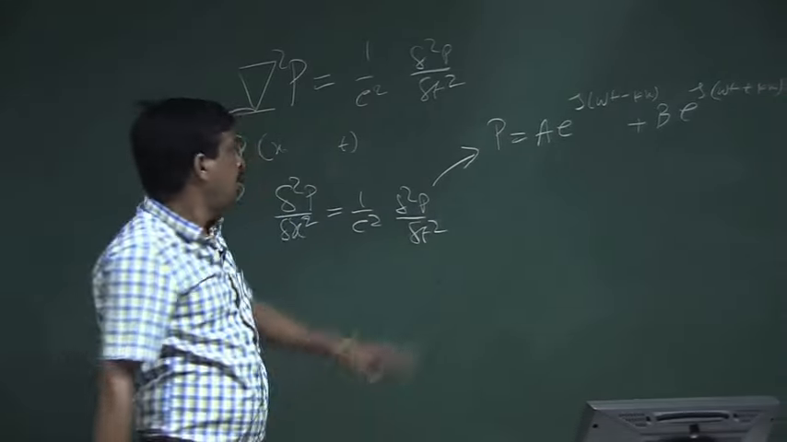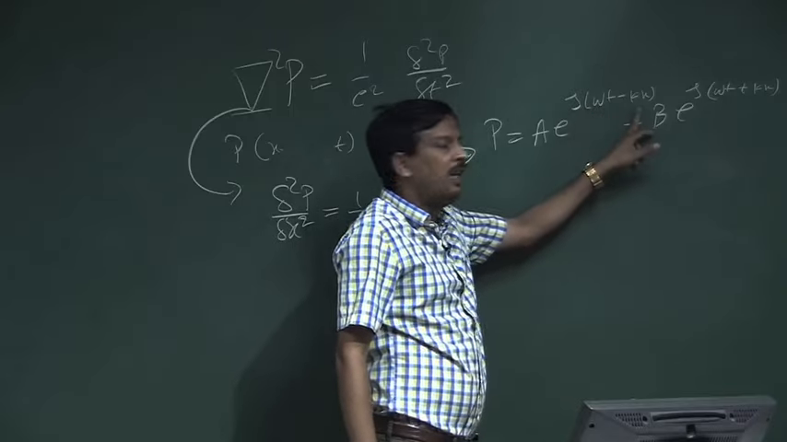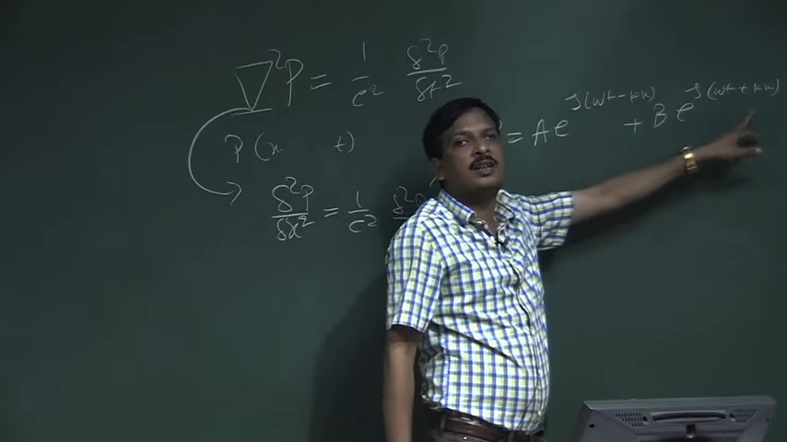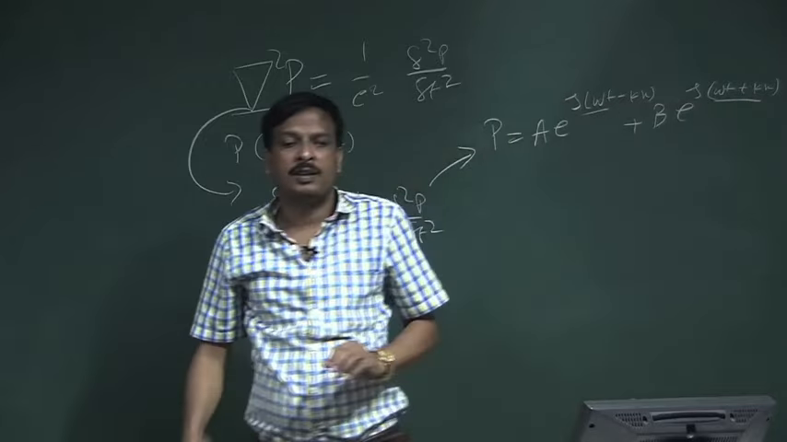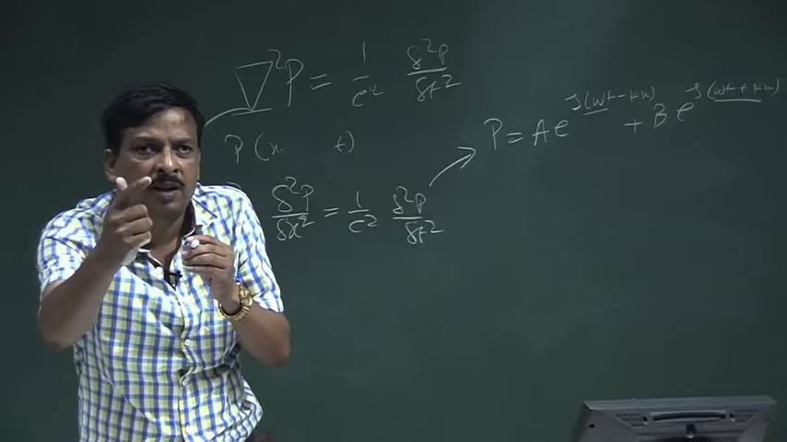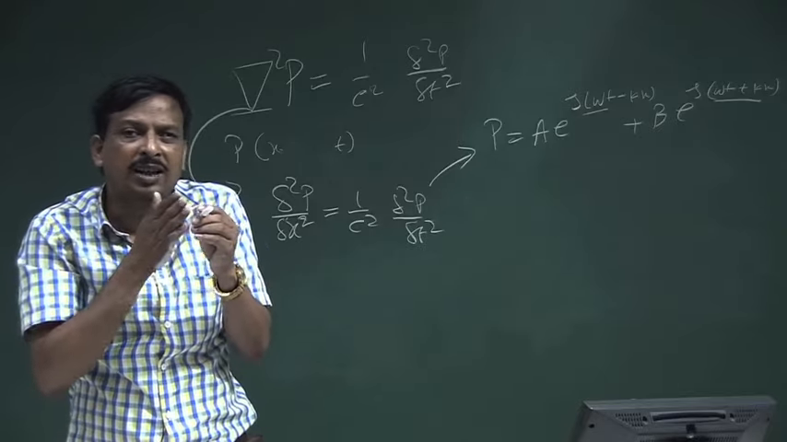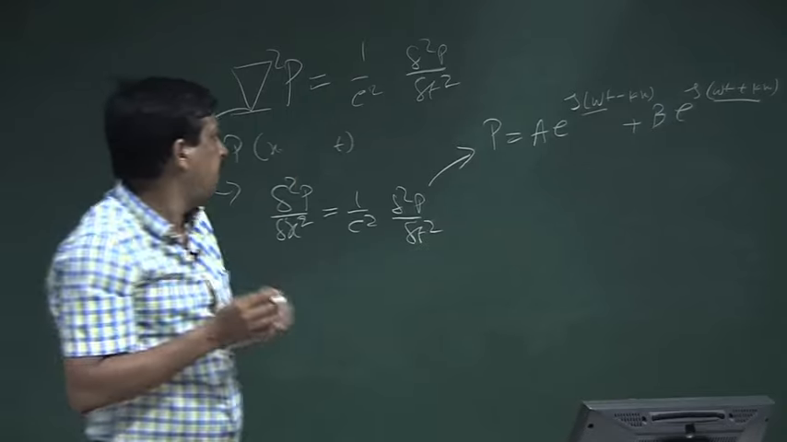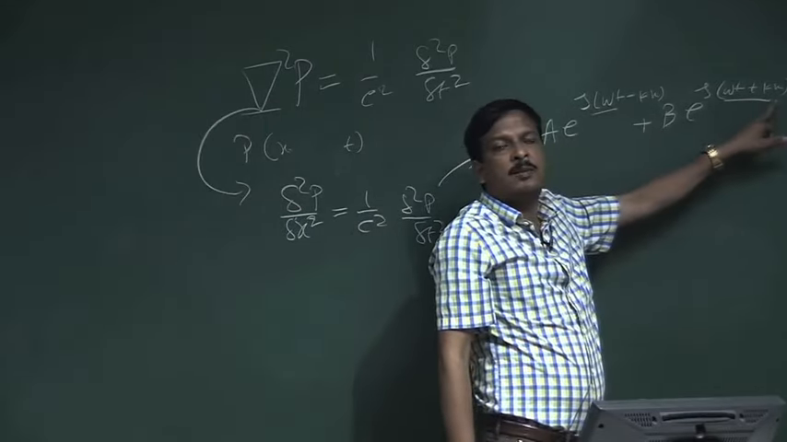Okay. So, here one solution is omega t minus k x, another is omega t plus k x. What is the meaning of this? The meaning is that when a wave is propagated, there is a forward wave and a backward wave. So, along the x axis, if it is a forward wave, then I write minus k x. If it is a backward wave, I write plus k x.